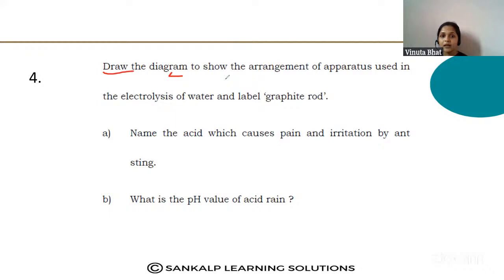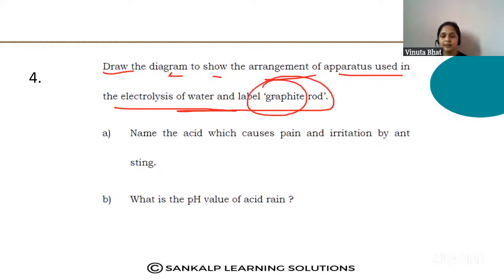Next question. Draw the diagram to show the arrangement of the apparatus used in the electrolysis of water and label the graphite rod. Here you have to draw the diagram showing the apparatus for the electrolysis of water. Electrolysis of water means water will split into H2 and O2.